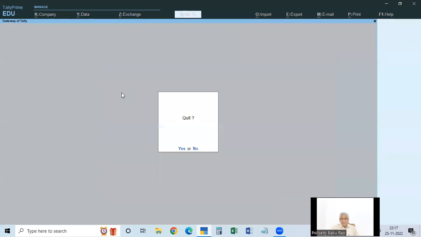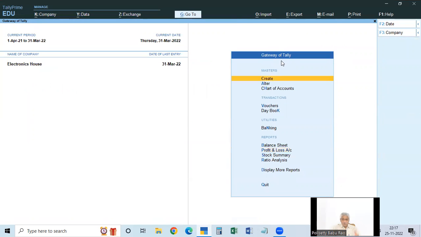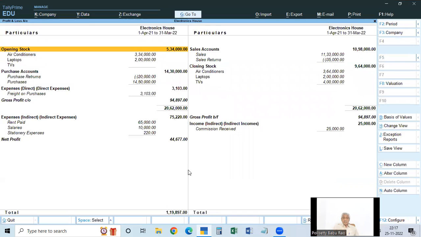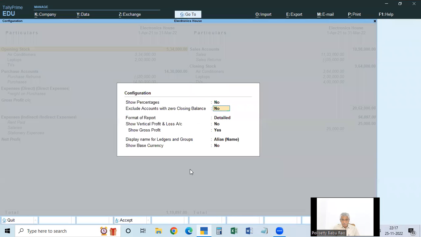But the gateway will be easier for us, because when you open the gateway of Tally, you can directly open this profit and loss account. Here also, only the groups are given, not detailed. If you go to Alt F1 or Alt F5, you will get all the details. Okay. One more thing, I will tell you later.